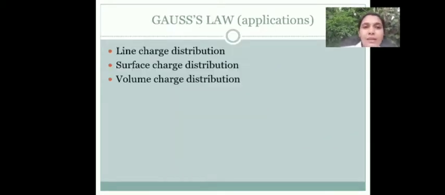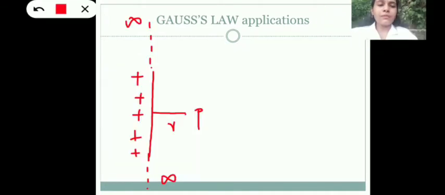As we discussed in our introductory video, Gauss's law can be applied to find out the electric field intensity for various charge distributions. And here we are mainly discussing line charge distribution, surface charge distribution and volume charge distribution. I hope you remember all these charge distributions. We have discussed this in our previous sessions. First, let's discuss the line charge distribution. So what do you mean by this line charge distribution?